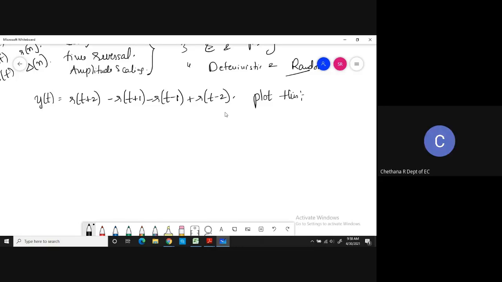Yes, ma'am. So how did you get the waveform? From where to where did it exist? From minus 2 to plus 2. Did everyone get the same? Yes, ma'am. From minus 2 to plus 2, everyone? Okay, we'll verify.